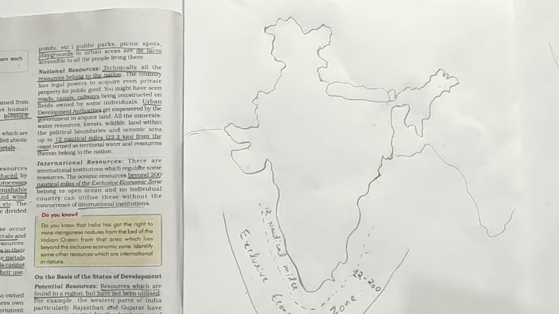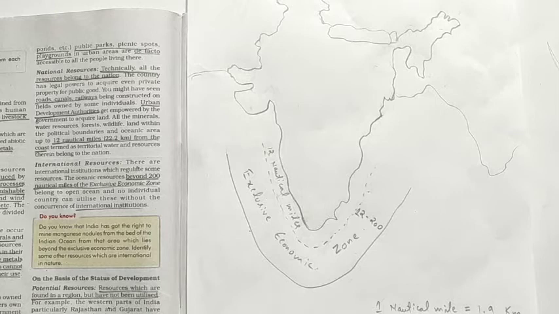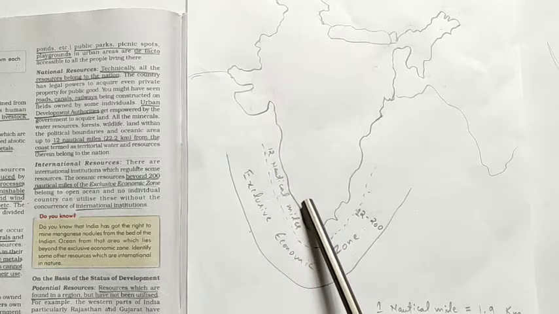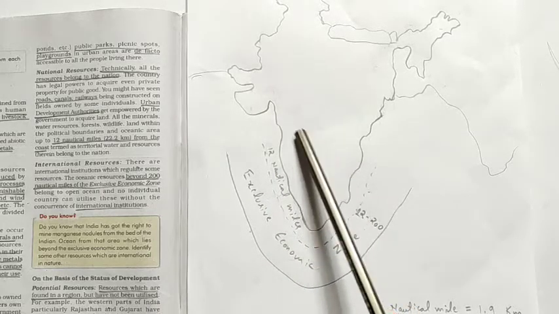It is the urban development authorities that get empowered by the government to acquire land. Therefore, all the minerals, water resources, forest, wildlife, land within the political boundaries belong to the nation.